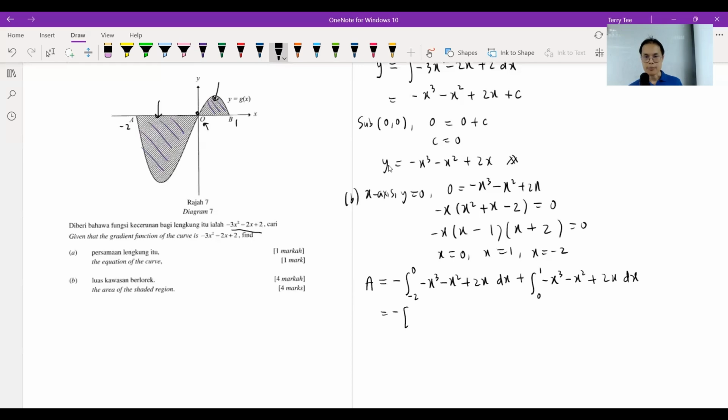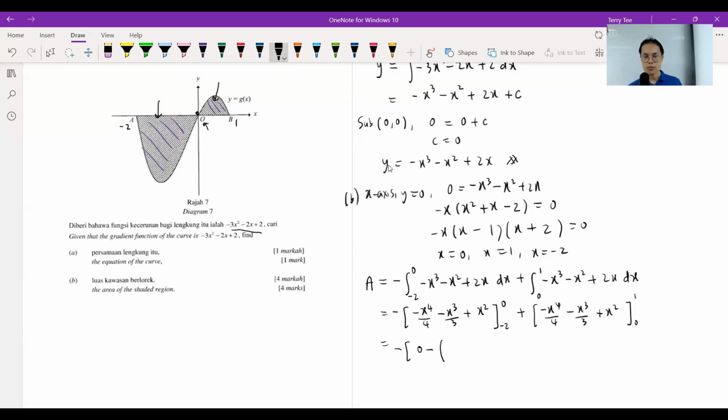Okay, let us substitute this. Let's integrate first. X power 4 over 4, x power 3 over 3. This is x power 2 over 2. The 2 and 2 I cancel out, left with x squared, minus 2 to 0, plus minus x power 4 over 4, x power 3 over 3, x squared, 0 to 1. Now, let us substitute 0 inside. When you substitute 0 inside, the entire thing becomes 0, correct?